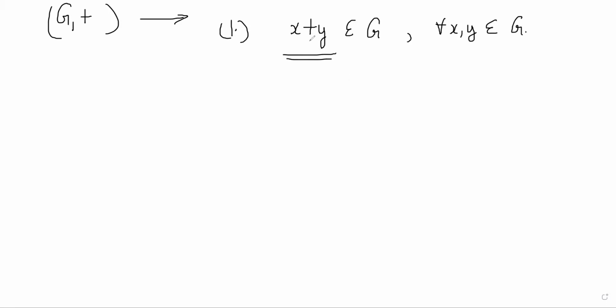Notice here we are operating the plus on the two elements x and y, and we are saying that x plus y should also lie in the group. So this is saying that the group is closed under the plus operation. This is the first property.